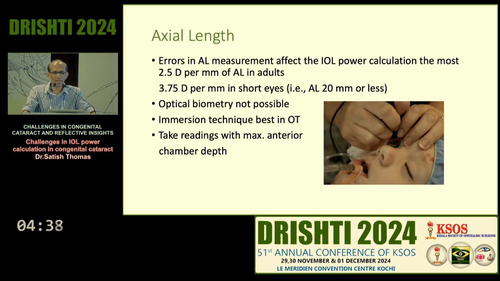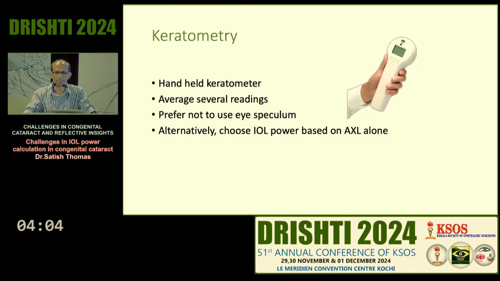And if we are going to do that, then the immersion technique is the best method of ultrasound measurement of axial length. If we don't have access to that, then we go by the regular method. The problem with that is there will be some amount of indentation of the cornea which can affect the axial length measurement. Therefore, take multiple readings and then screen out those readings where you have the maximum anterior chamber depth, where you have the least indentation of the cornea. So this is how you can reduce the errors of axial length measurement.